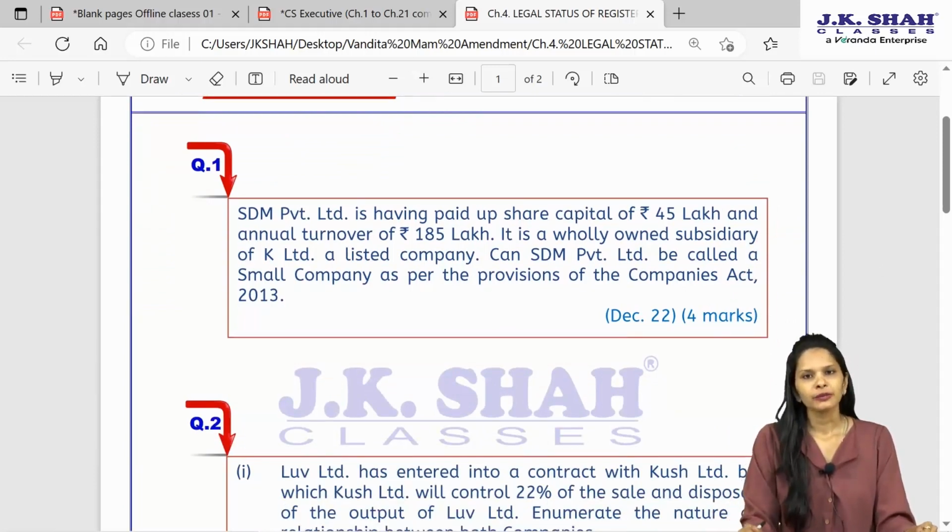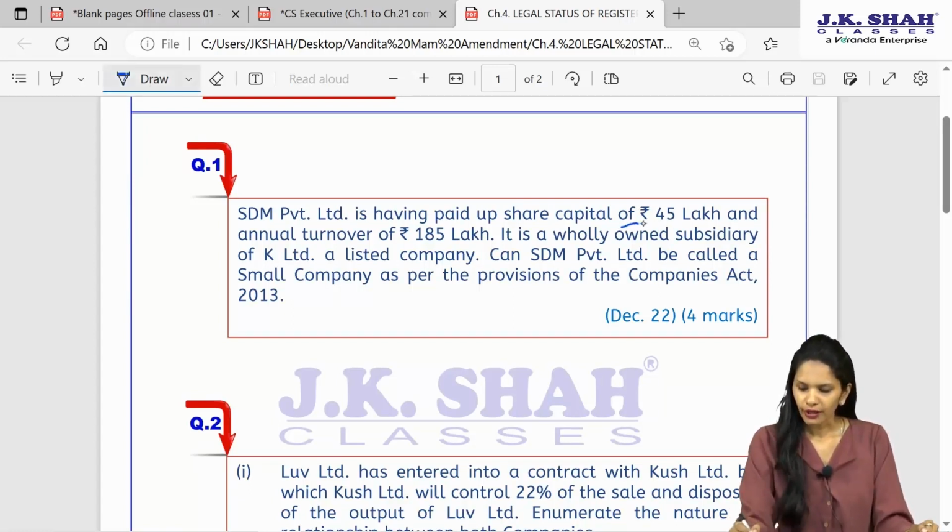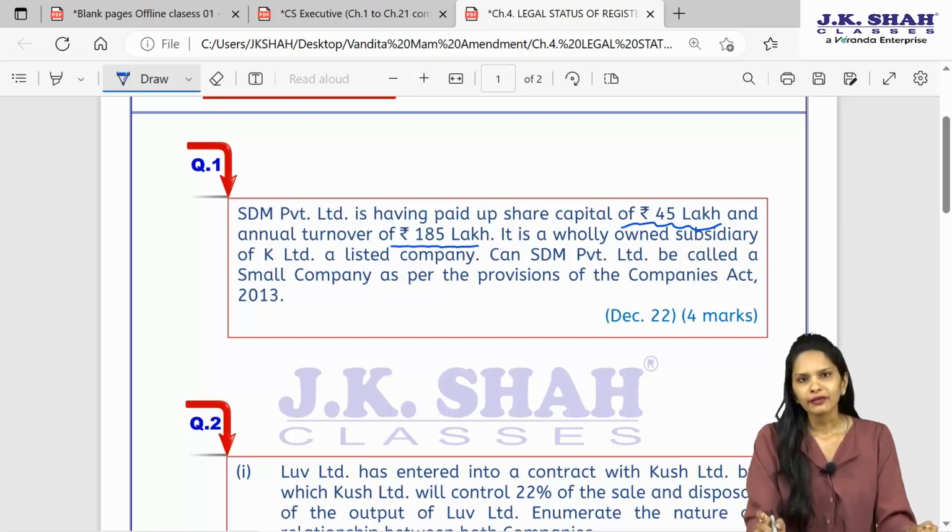It's SDM Private Limited. It has a paid up share capital of 45 lakhs. By now you have understood how to interpret the question properly. And an annual turnover of 185 lakhs. Now 185 lakhs, if you convert into crores, is 1.85 crore. It is a wholly owned subsidiary of K Limited, a listed company. So can SDM Private Limited be called a small company as per the provisions of the Companies Act 2013?